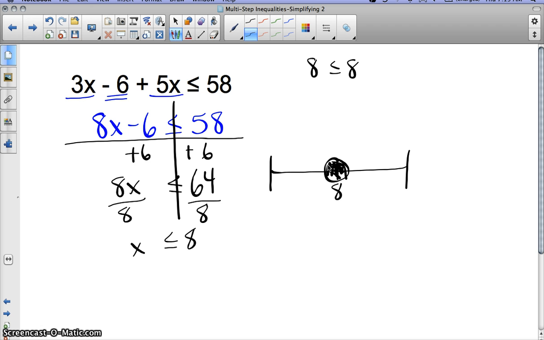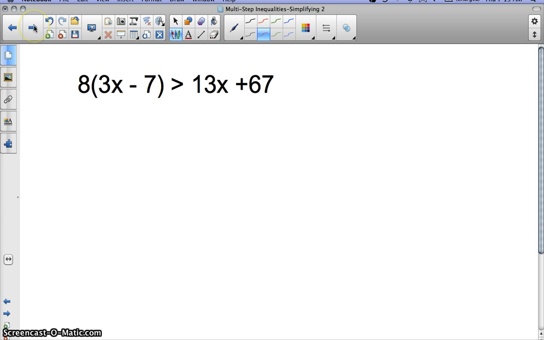Then plug in any other number you want. The easy number I plug in is 0. Is 0 less than or equal to 8? Well, yeah, it is. 0 is less than 8. So we want to go towards 0 because that is a true statement. And that will be the graph of our solution. So it's not too bad. Again, just simplifying before we finish solving.